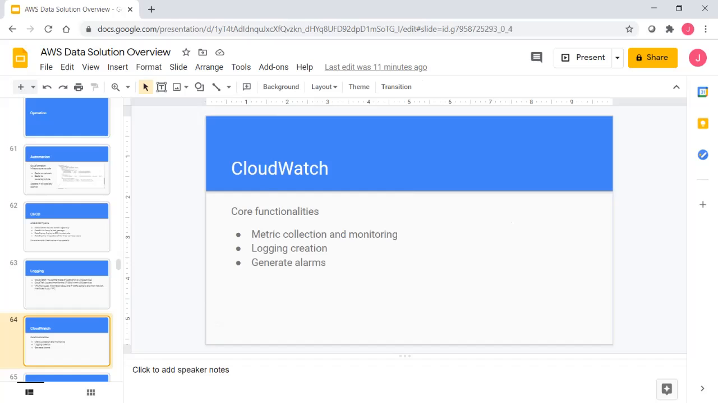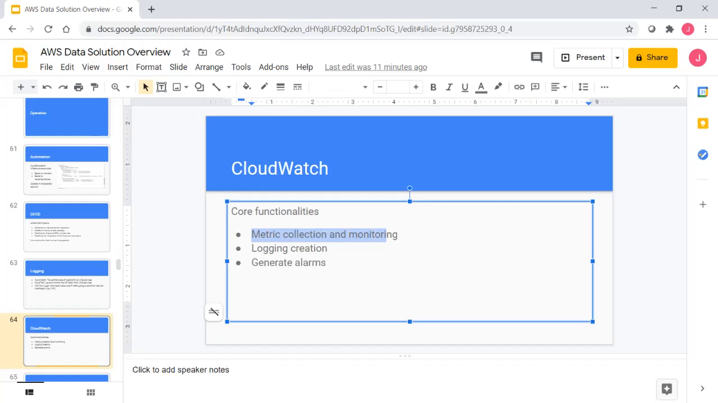And of course, the most important is CloudWatch. It's so important that it requires two slides of its own. The core functionalities of CloudWatch are, first of all, metric collection and monitoring. You're collecting and monitoring all the metrics provided by any service. Then in this process, you can also create logs. And finally, you can generate alarms based on the metrics or the logs.